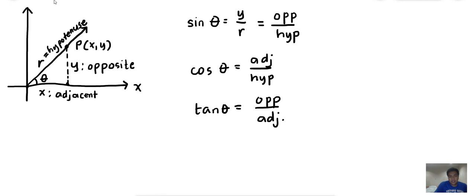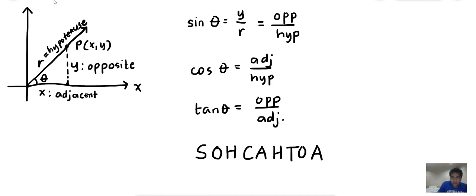Okay, so ito yung mas kilala natin na formula sa trigonometry as SOHCAHTOA. So just as an abbreviation, SOH is sine, opposite, hypotenuse. CAH is cosine, adjacent, hypotenuse. TOA is tangent, opposite, adjacent.